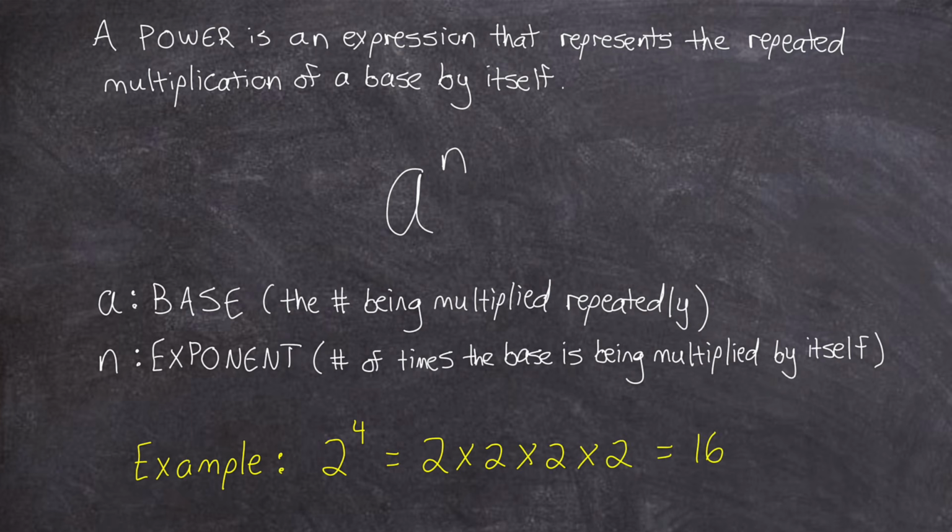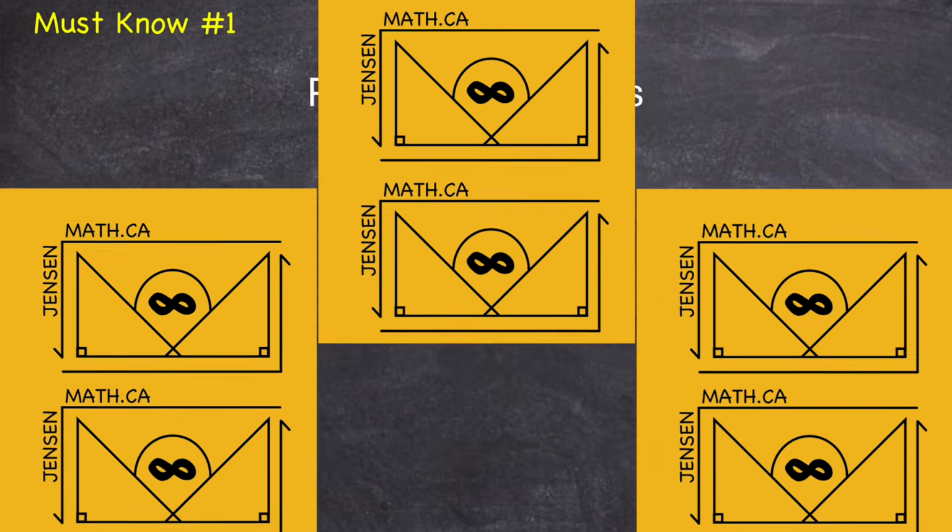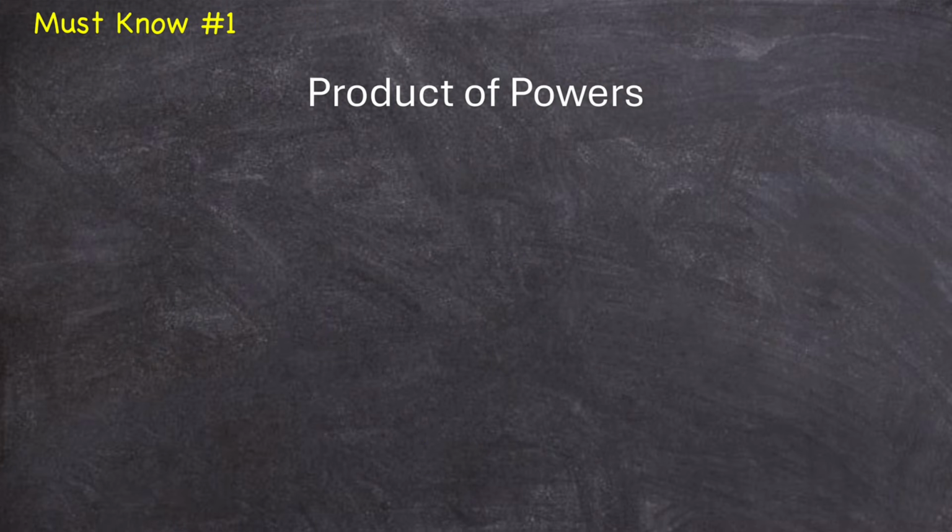And now let's have a look at the rules you'll need to know in order to simplify expressions that involve powers. Must know exponent rule number 1, the product of powers. This rule states that if you have a product of two powers that have the exact same base, so let's say a to the power of m being multiplied by a to the power of n, you can actually simplify those into a single power by keeping the same base, so I'll keep the base of a, and then add the two exponents. So the new exponent would become m plus n.